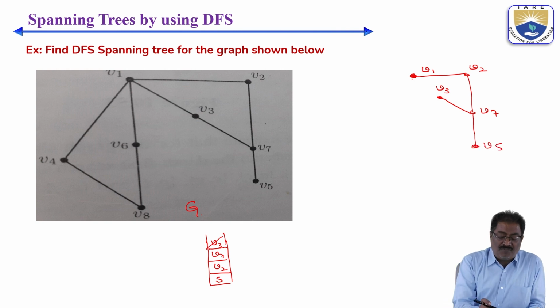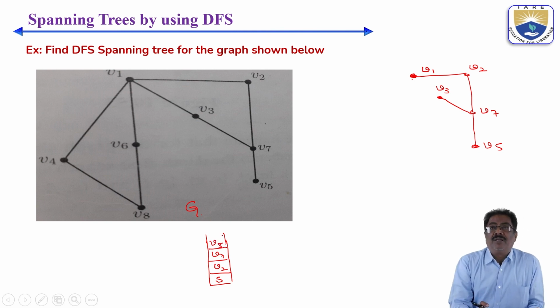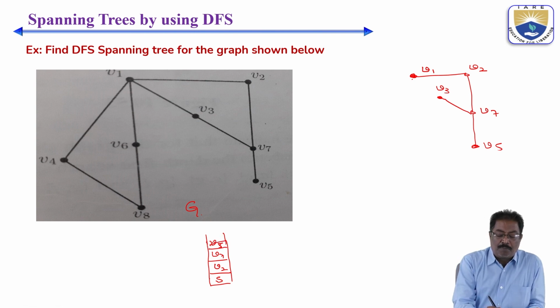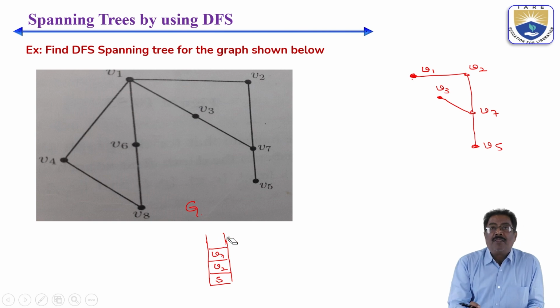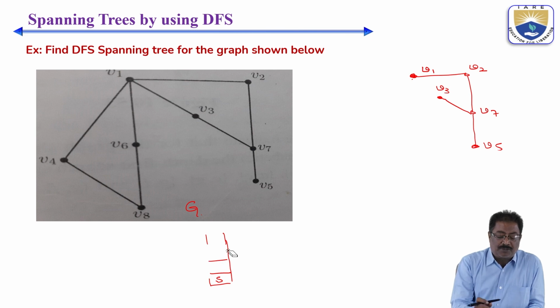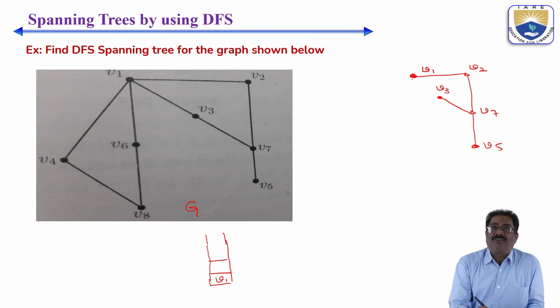Once we push V5, from V5 there is no other adjacent vertex, so we pop V5. Then from V7 there is no adjacent vertex, so we pop this, and once again V2 will be there. V2 has no adjacent vertex, so we pop this, and then we reach the starting vertex, and from the starting vertex there are some more adjacent vertices.